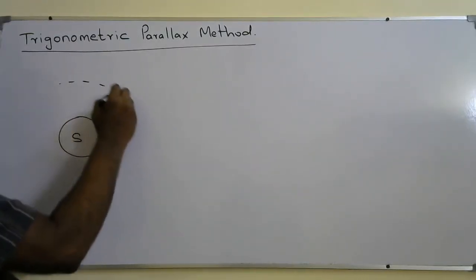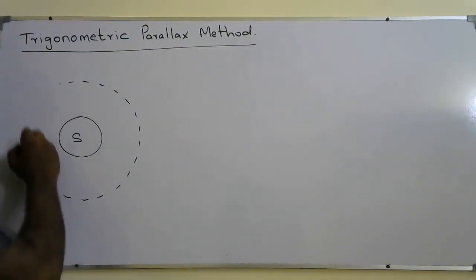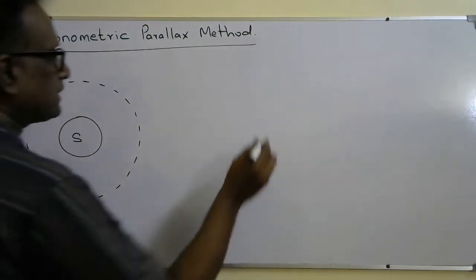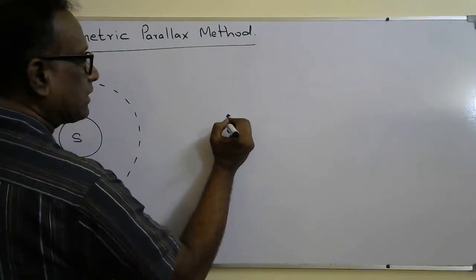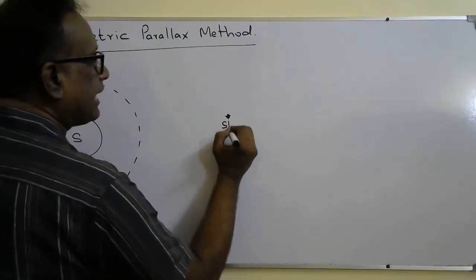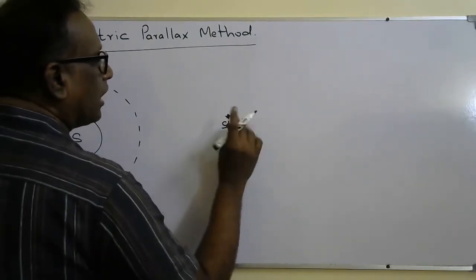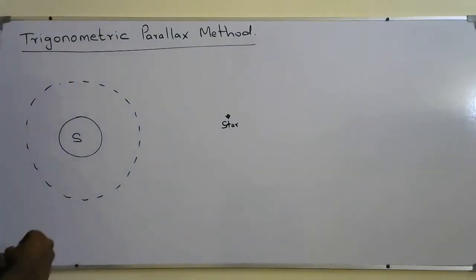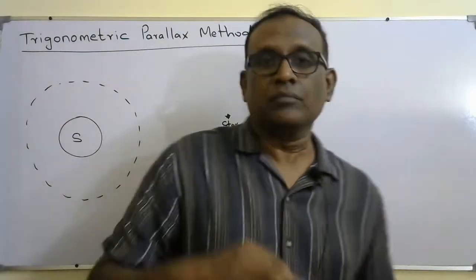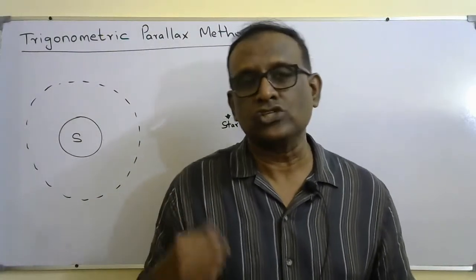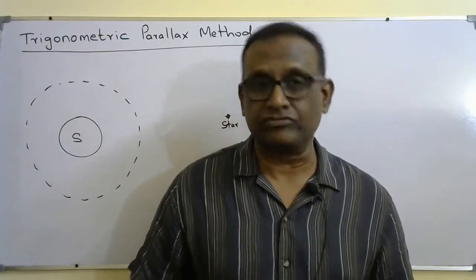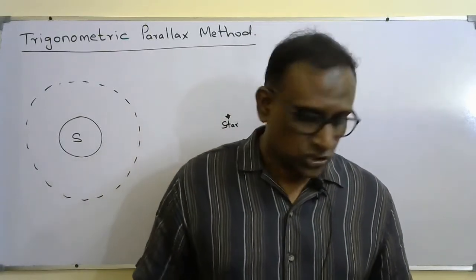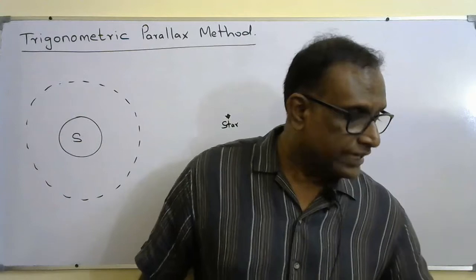Earth is orbiting the sun in an almost circular path. So we are going to measure the distance of a nearby star. This is the star whose distance we are going to measure. When we are taking measurements, mainly here we are going to measure the angle. When we are measuring an angle, we need a reference point. So how do we take the reference point?